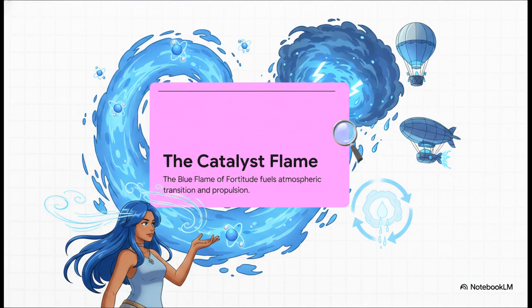Remember atomic agitation? Well, that is the specific domain of our second category, the blue flame of fortitude. It's completely earned its nickname as the catalyst flame because it mechanically fuels physical transition. When this specific heat agitates atoms while wind is present, a gentle breeze turns into an absolute storm. It triggers evaporation to start the rain cycle. It lightens gases so things can float. It creates pure propulsion. It is literally the engine of change in the physical world.